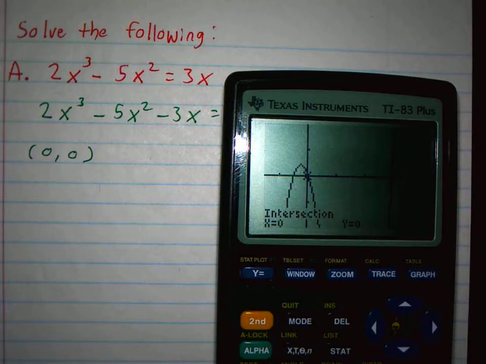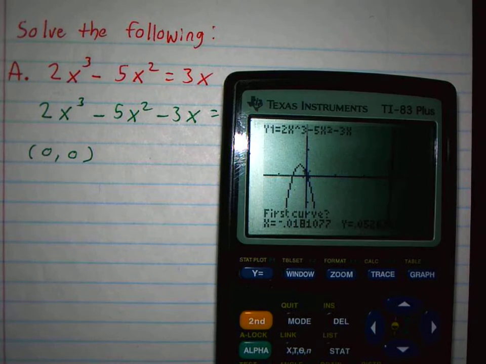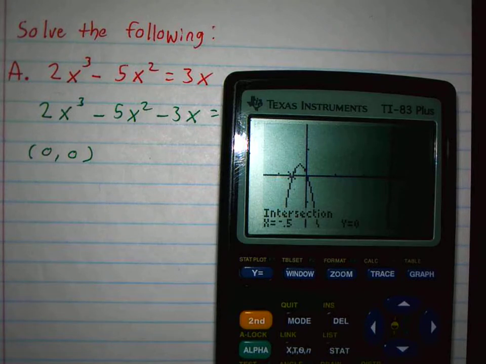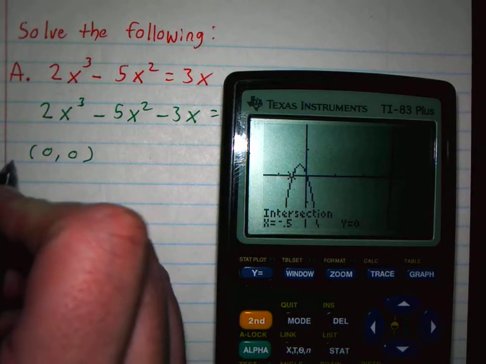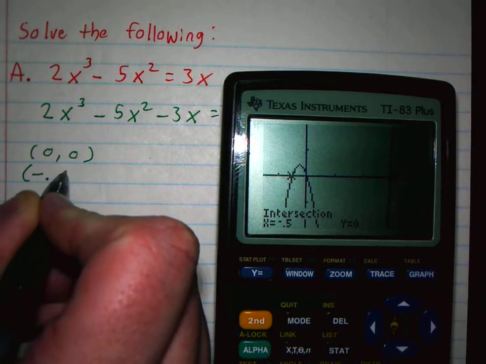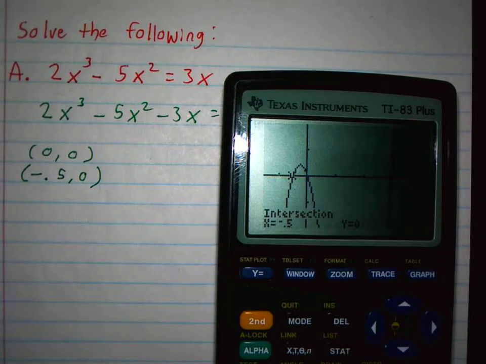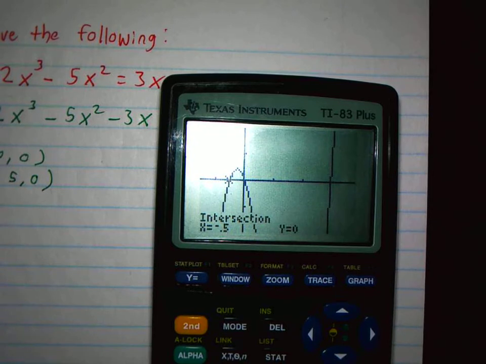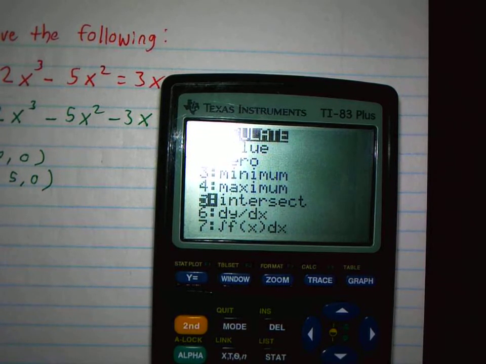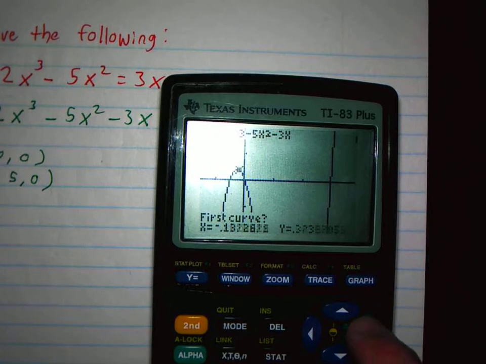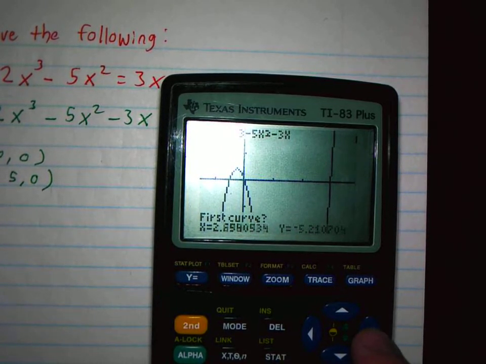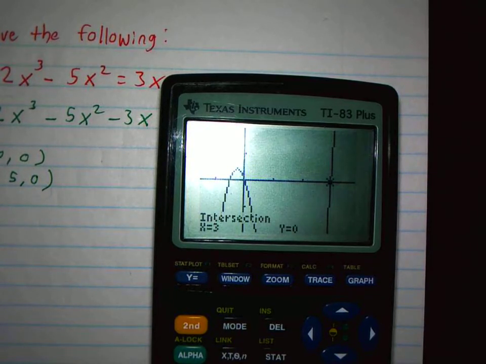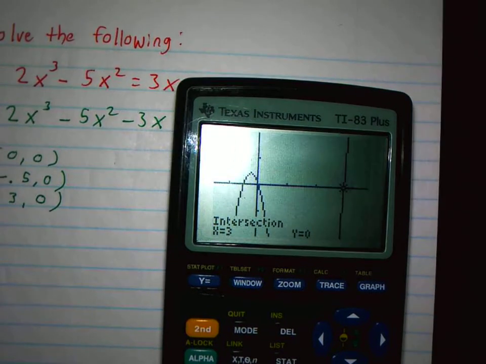Now if I hit second calc intersect again, I move the cursor closer to the next one. So this time I need to go over to this side, hit enter 3 times, and I get negative 0.5, 0. That's another solution. And then finally, I don't know if you can see it, but there's a solution right here. Second calc intersect. I have to move my cursor close to that 0, and then I'm going to hit enter 3 times. And so my solution is 3, 0.